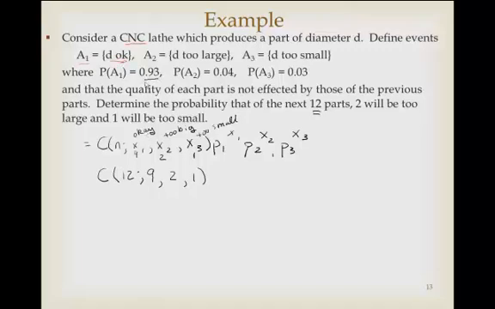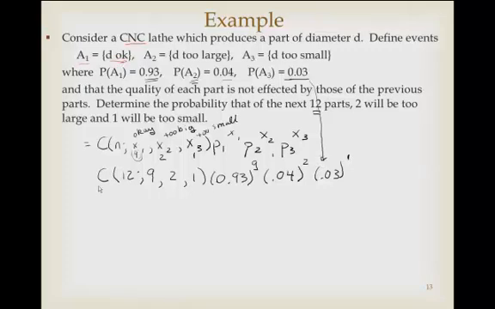Okay, so what's the probability of it being okay? Well, that's 0.93. And what was x1? Right here, x1 is 9. So we raise that to the 9th power. The probability that the part is going to be too big is 0.04. So we'll write 0.04, and we'll raise that to the x2, which is 2. And lastly, we've got 0.03, right from here, and we'll raise that to the 1 power.